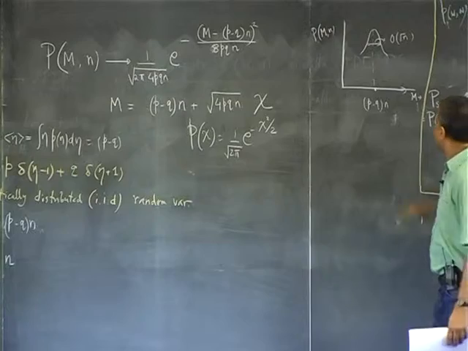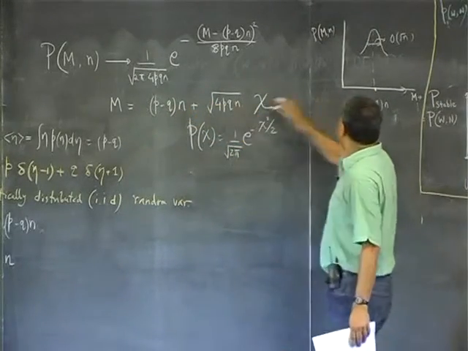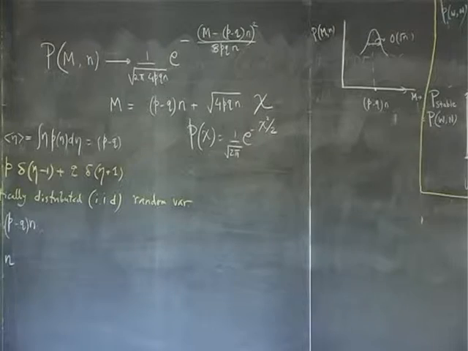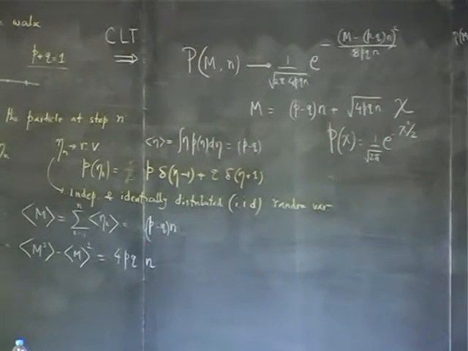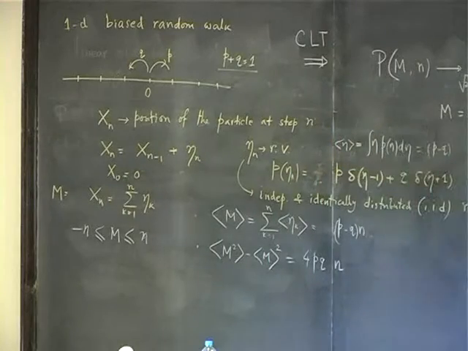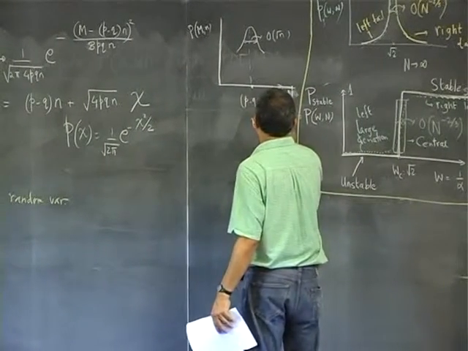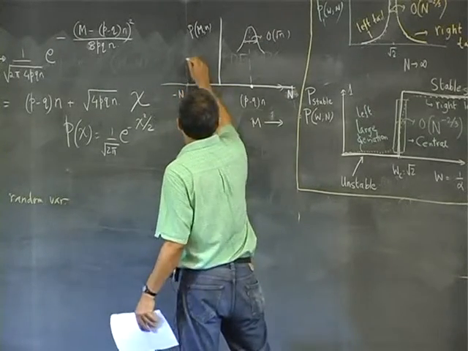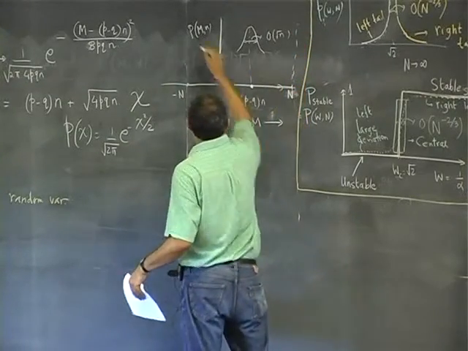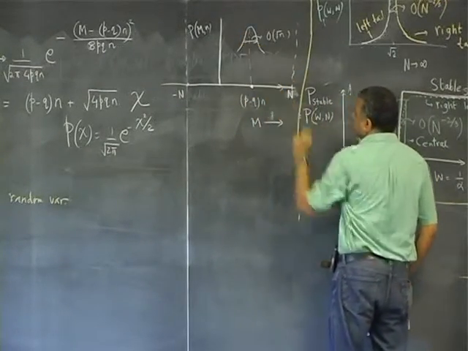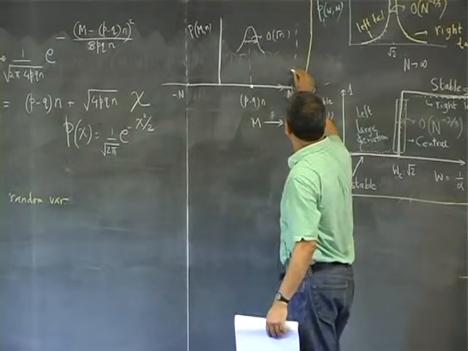But this is valid only not all the way till the end. See, m is the position of the walker after n steps. So what's the maximum value of m? m has to be between plus n and minus n. So I have a limit for any finite n. The m can go up to plus n. So I'm plotting, this is the m axis. This is the mean here. And maybe here it's minus n. So m has a range from minus n to plus n. It cannot be more than that. So around the mean (p minus q) times n, it has a Gaussian distribution. But is this Gaussian form valid all the way until the end?